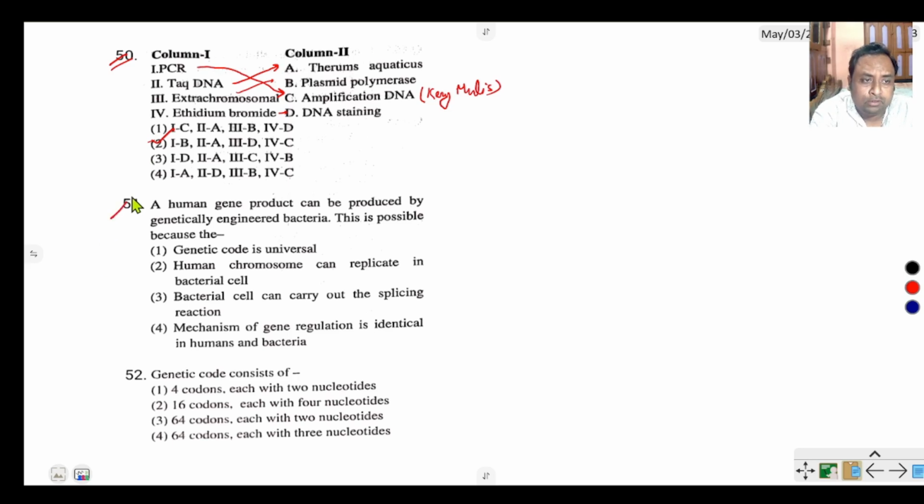The next question is 51. A human gene product can be produced by genetically engineered bacteria. This is possible because the genetic code is universal.